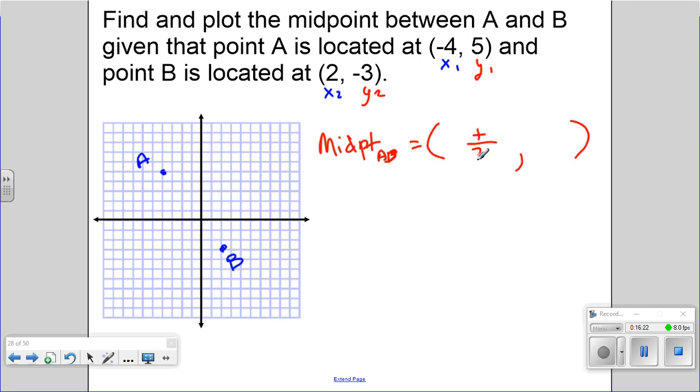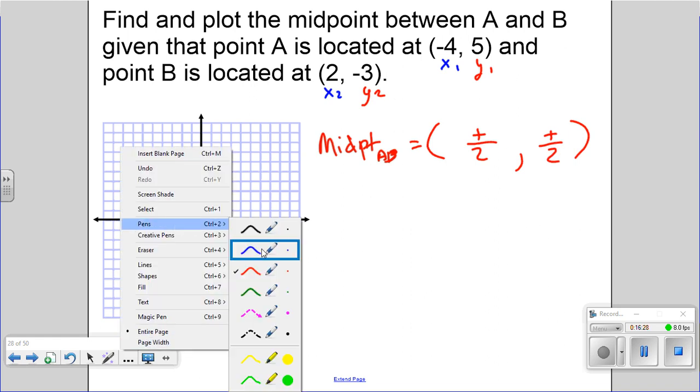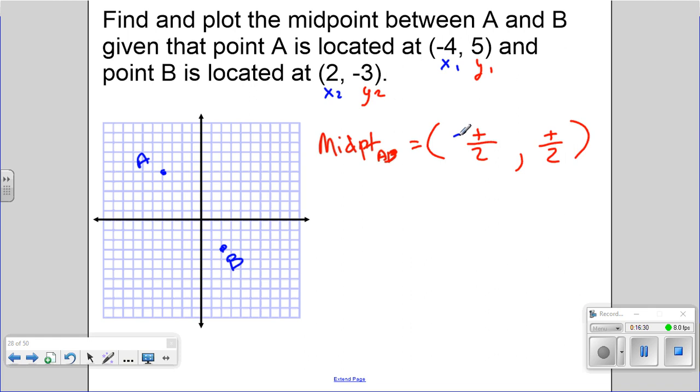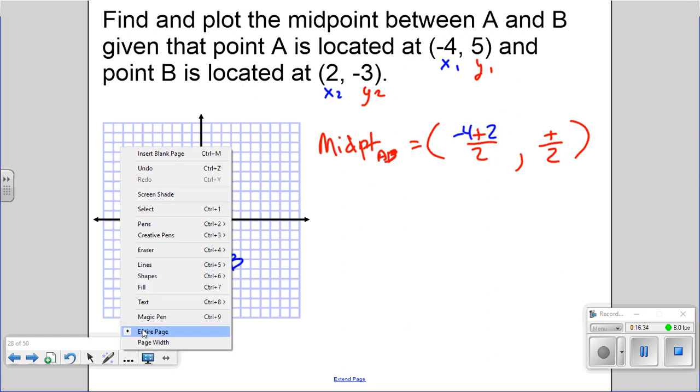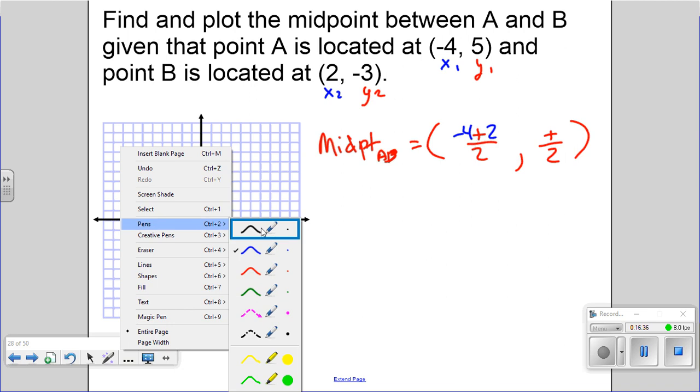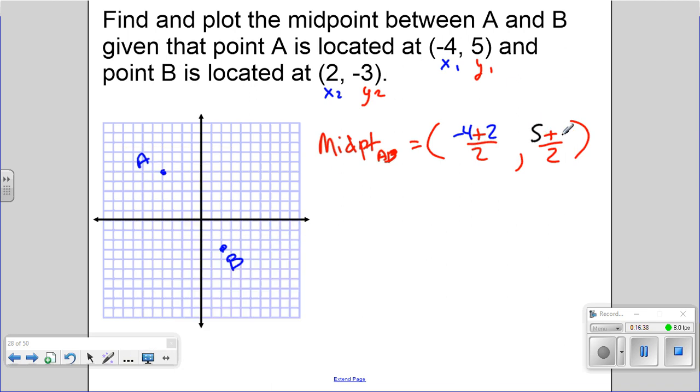Don't forget plus fraction bar 2. All right, so x1 was -4, x2 was 2, y1 was 5, and y2 was -3. Now carry out your order of operations and remember to write it as an ordered pair.